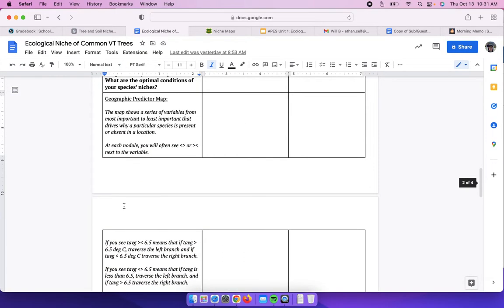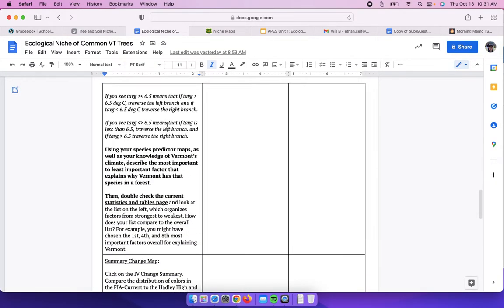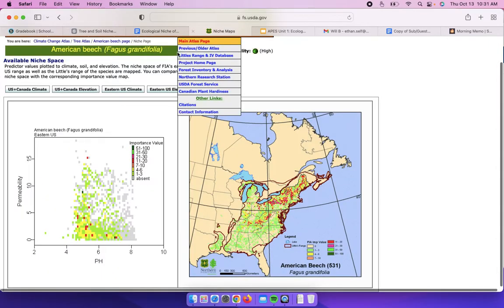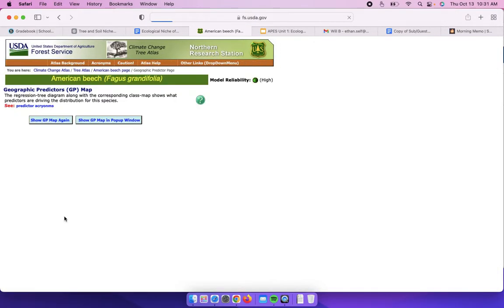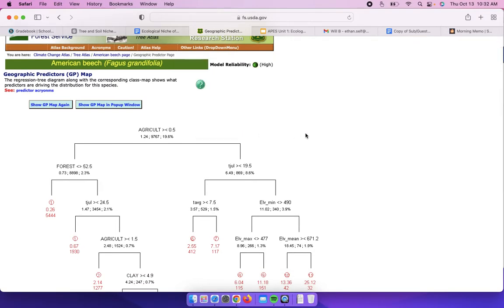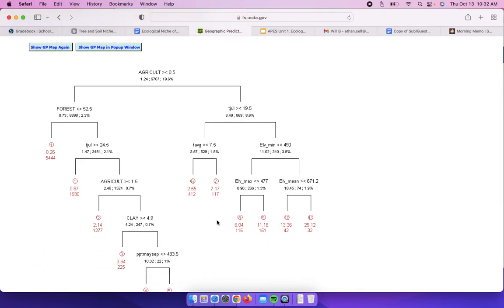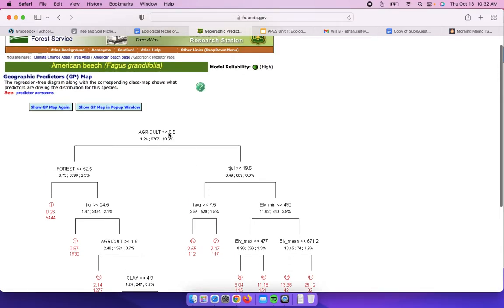The fourth thing that we can go to is the geographic predictor map, and this one is a little bit confusing. The directions are here, but I'm going to walk you through it. This is going to be showing us a hierarchy of variable factors that really are important in terms of the most to the least important factors that determine why a beech tree may or may not be. Whenever you see these arrows, if that factor is greater than that, you will move to the right, and if it's less than that, you would move to the left.